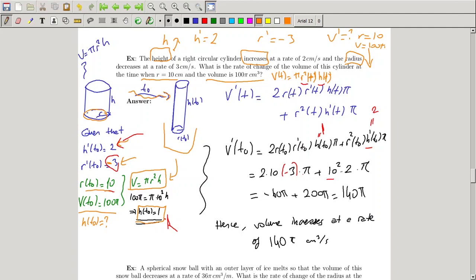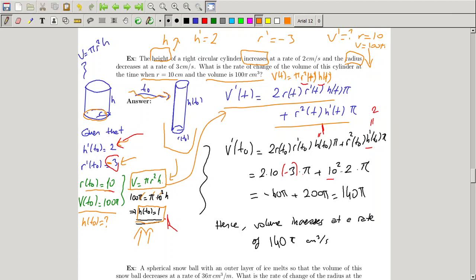If V is 100π, then π times r squared times h will give us: π cancels, 100 cancels, so h(t0) is 1. So now we have everything to solve the question. This is my main equation. You derive the main equation to get the next one.